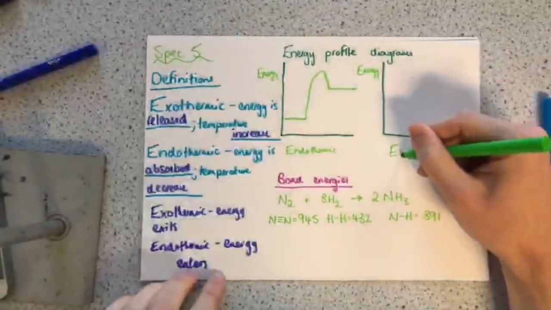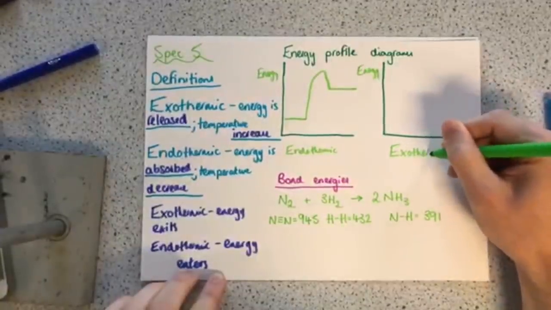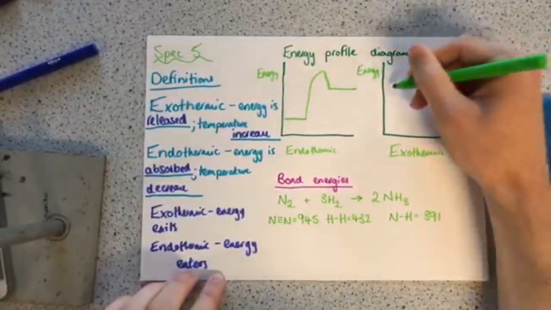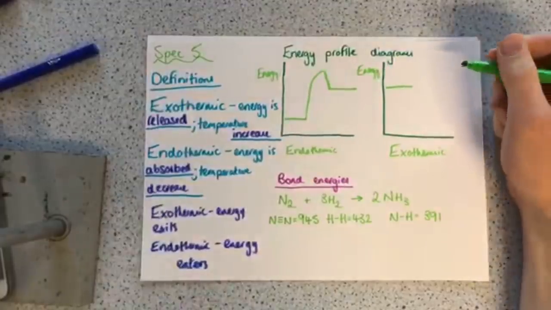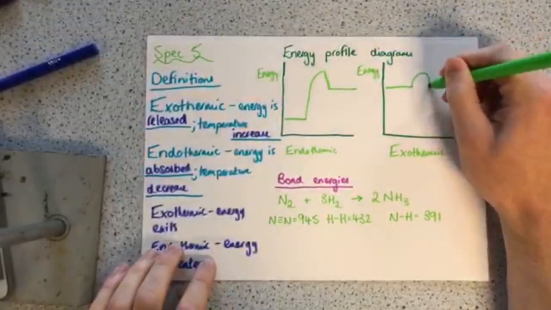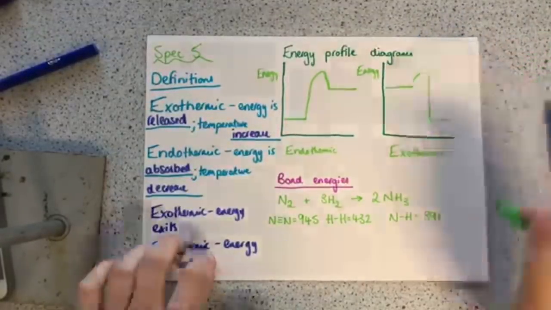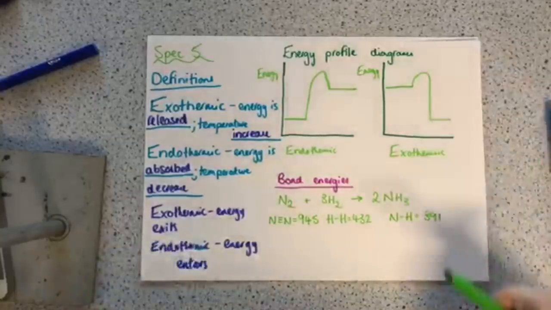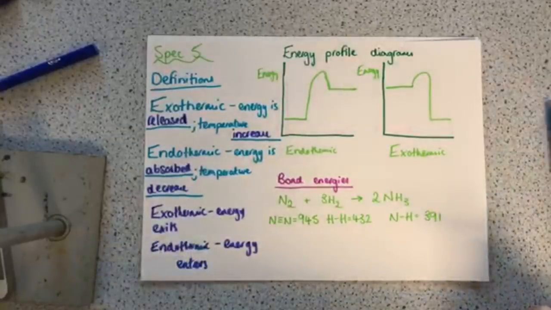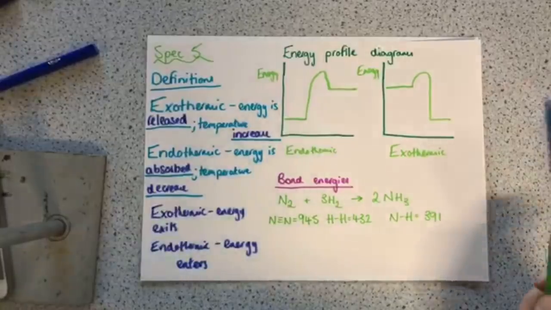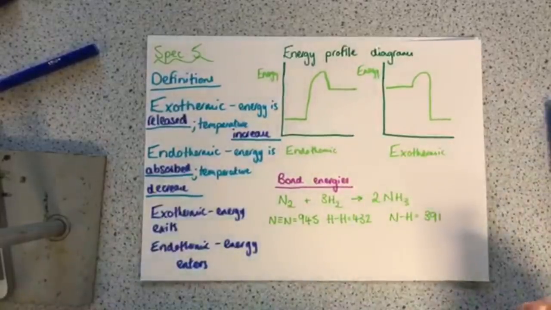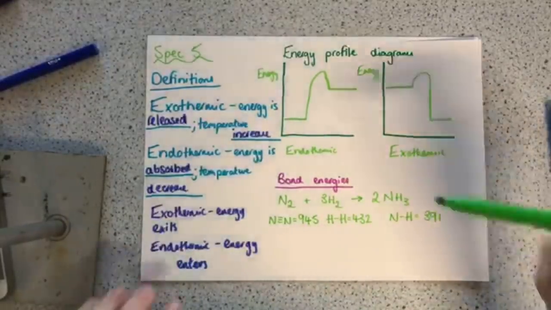Exothermic, slightly different. It starts off with a decent amount of energy. There's a little hump, which I'm going to explain in a minute. And then it ends up with less energy. So they're your two different energy profile diagrams, or energy level diagrams. Now, there are 4 things you need to be able to label onto these.